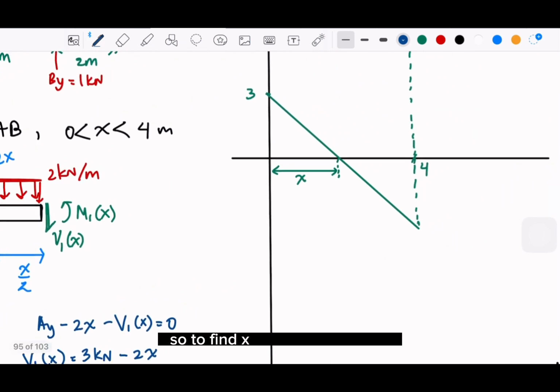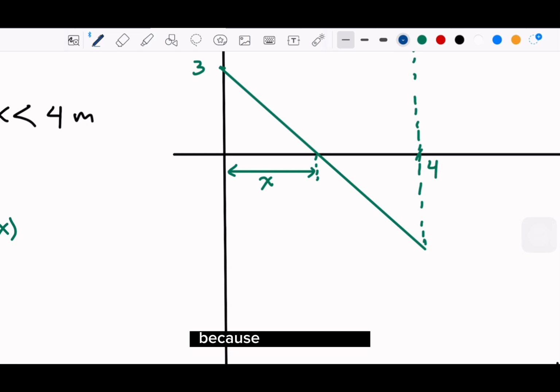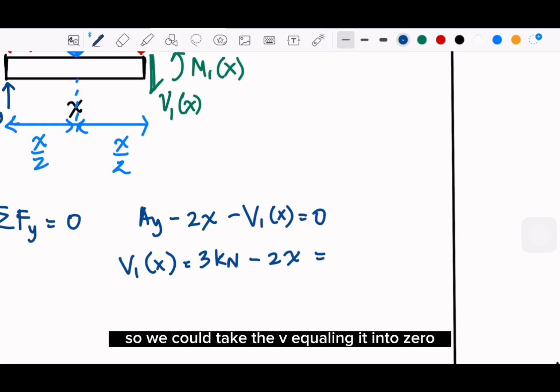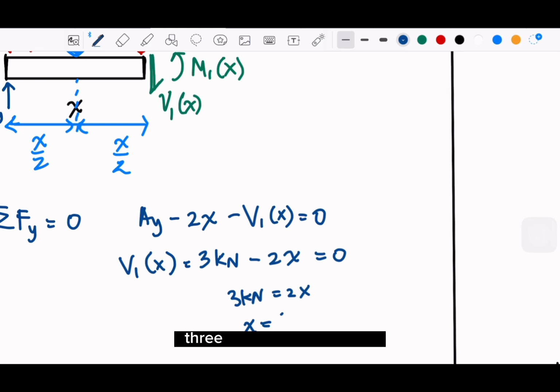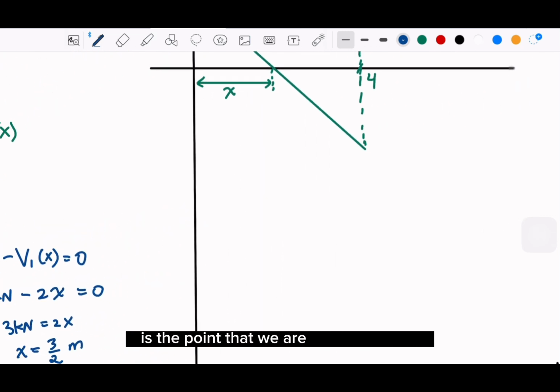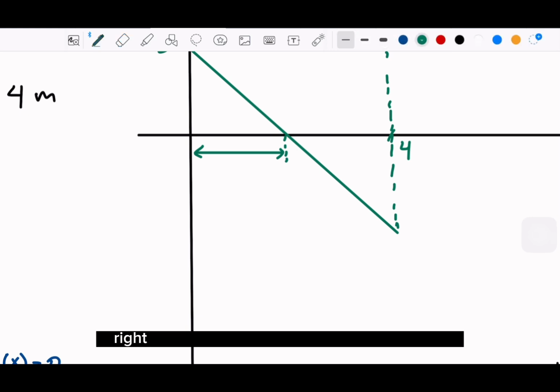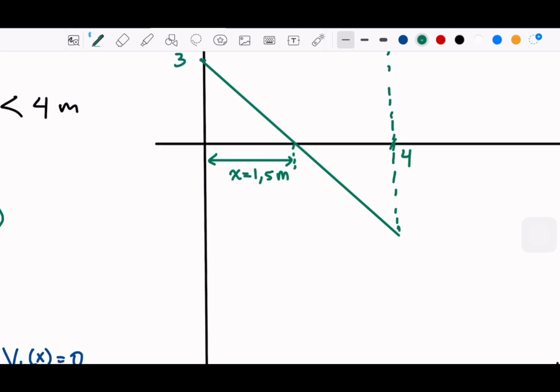So to find x, what should we do? Because V is 0, right? We take V, equal it to 0, so we can get x. So 3 kilonewtons equals 2x, so x is 3/2 meters. This 3/2 meter is the point that we are looking at here. So we can write x is 1.5, or 3/2.